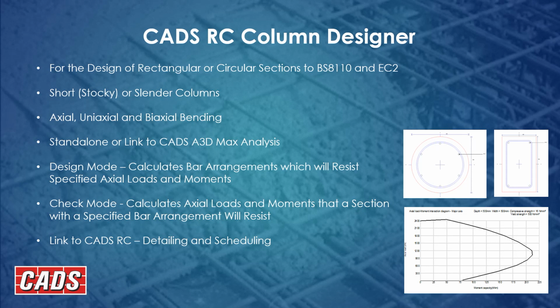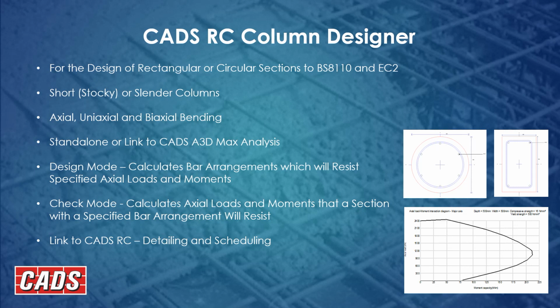The 2 modes the program has are design mode and check mode. So in design mode, it will calculate to a given range of bar types and bar sizes that you want to design to. It will design a series of arrangements that resist the loads you put in. And in check mode, it does the opposite. For a given bar arrangement, it gives you a range of axial loads and moments. Indeed, it creates a diagram you can see on the bottom right, the typical interaction diagram, the MN curve. And there's also the bonus of a link to CADS RC for detailing and scheduling.